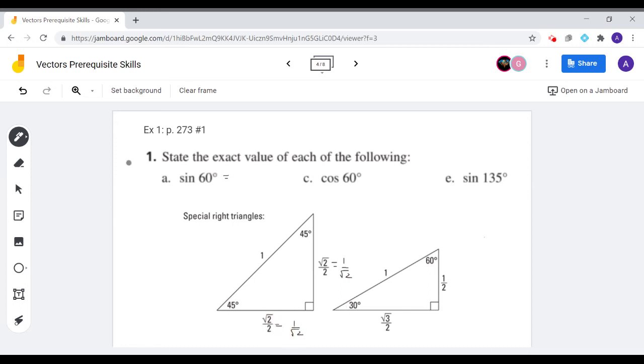So if I want to know the sine of 60, for example, I'm going to find 60 on my special triangles. Sine is opposite over hypotenuse. So sine of 60 is root 3 over 2 over 1, or just root 3 over 2. Cosine of 60 would be adjacent over hypotenuse. So in this case, cosine of 60 would be 1/2 divided by 1, or just 1/2.